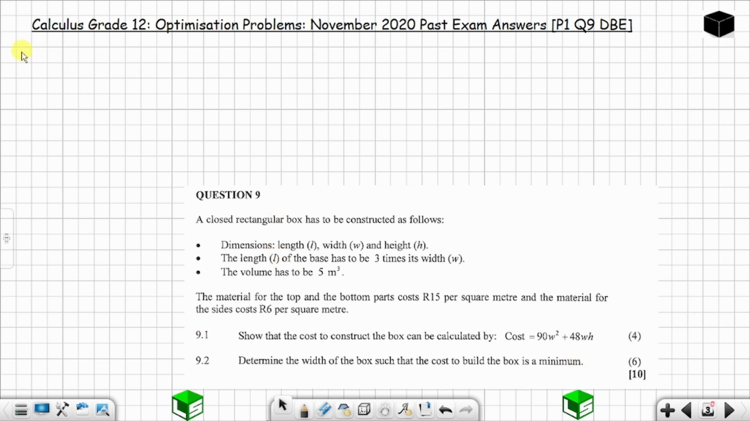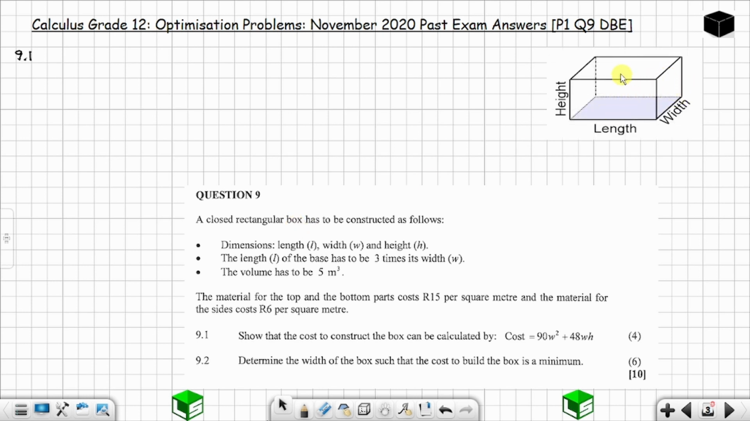Question 9.1. Let's get the information down first. I hope you have the idea of what a rectangular box looks like. So this is the shape, a rectangular box. It's closed at the top, because they say a closed rectangular box. You have the dimensions there: the length, the width, and the height. According to the information you are given, the length of the base has to be 3 times its width. So the length is equal to 3 times the width. These are the dimensions of the rectangular box.